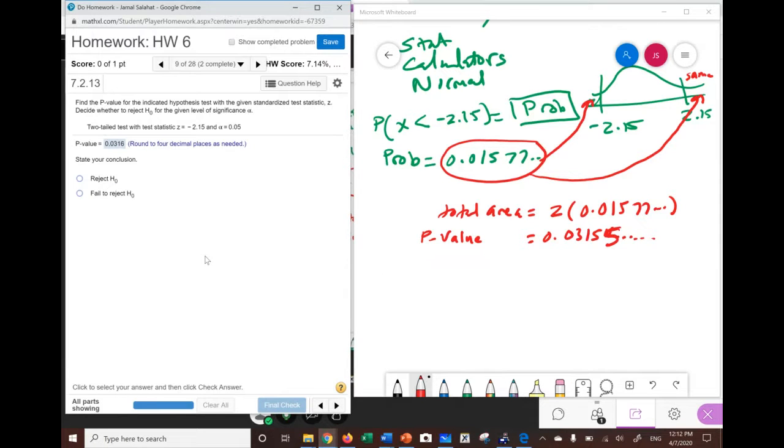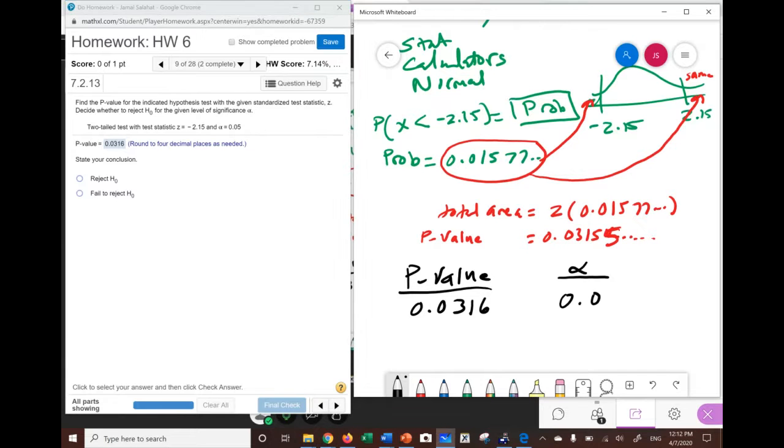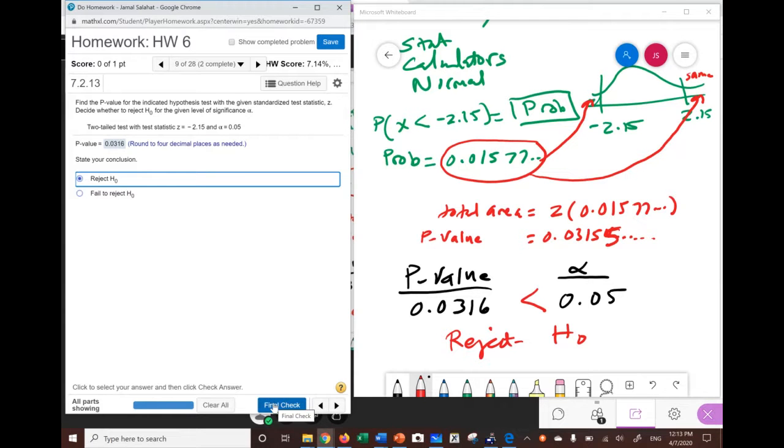Okay, let's go to the next one. Oh, there is another part to this. Okay, so the question in here is this. We found the p-value, which is 0.0316, and alpha is given in the problem. Look at this. Alpha is given here. So alpha is 0.05. We know that the 0.03 is less than 0.05. Alpha, what we do is reject H naught. So if this is our decision, we're going to reject H naught because the p-value is less than alpha.